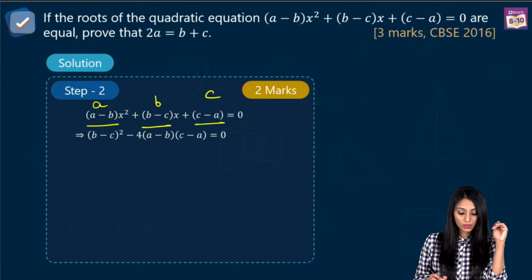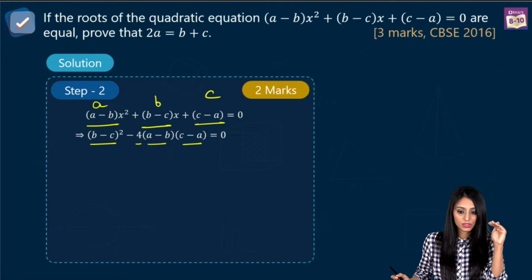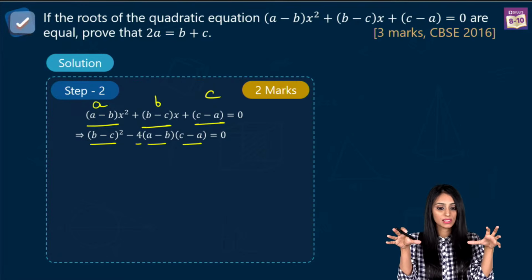So what we will have here is B is (b minus c) whole square. What is A? That's minus 4 times A times C, which is (a minus b) times (c minus a) equal to 0. I hope this much step is clear to everyone, right? How we are using A, B and C.